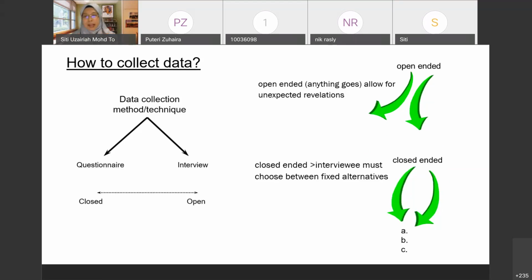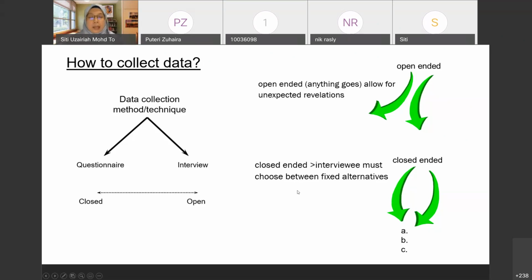Okay, I hope you already understand what is data, what is knowledge, and the types of data. Basically, we'll discuss only two types, which are quantitative and qualitative. And okay, how to collect data? Quantitative data usually uses a questionnaire survey, while qualitative data uses the interview technique. So the questionnaire survey is this one.